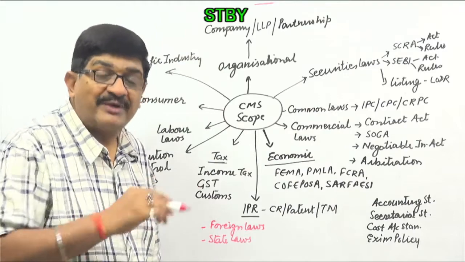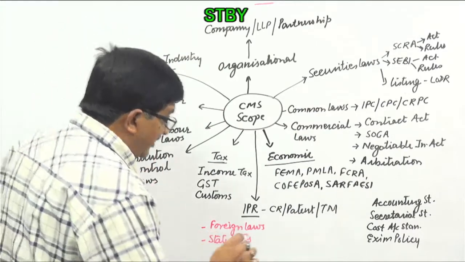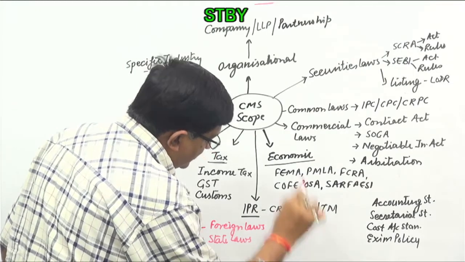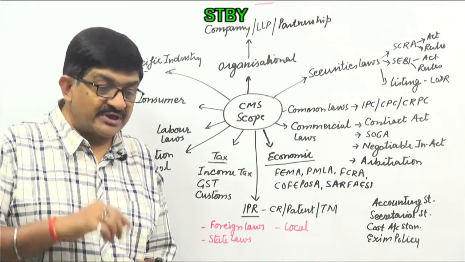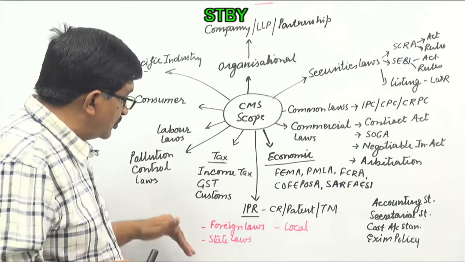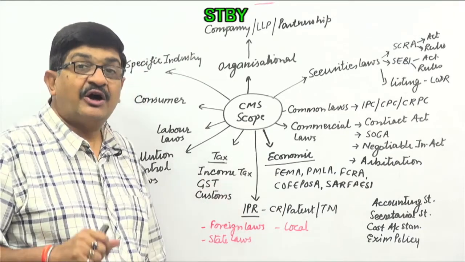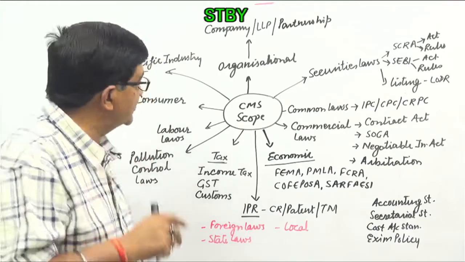State laws are also applicable. Shop and Establishment Act. In addition to that, there may be some local laws. Some octrois are also applicable. Some other laws can be there, so those are also required to be known to you. So foreign laws, state laws, local laws. How many laws, friends? There is no end to how much you are going to see in this.